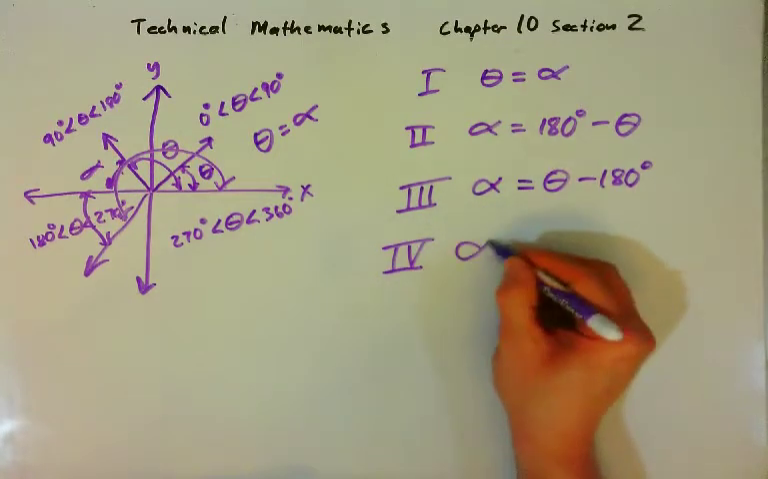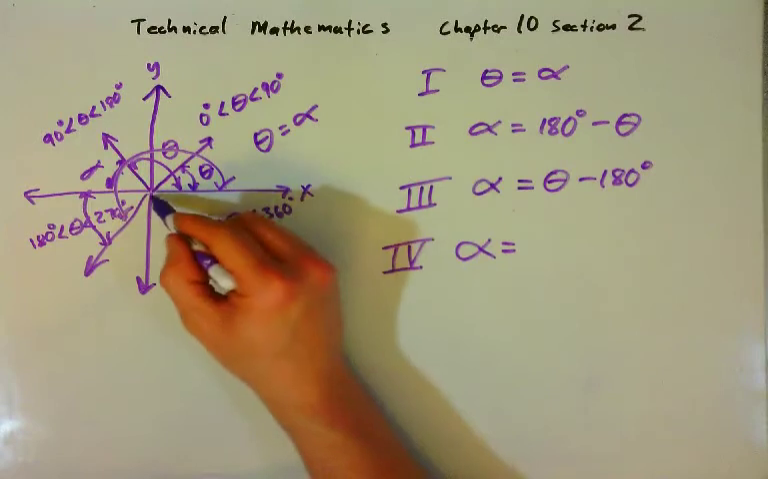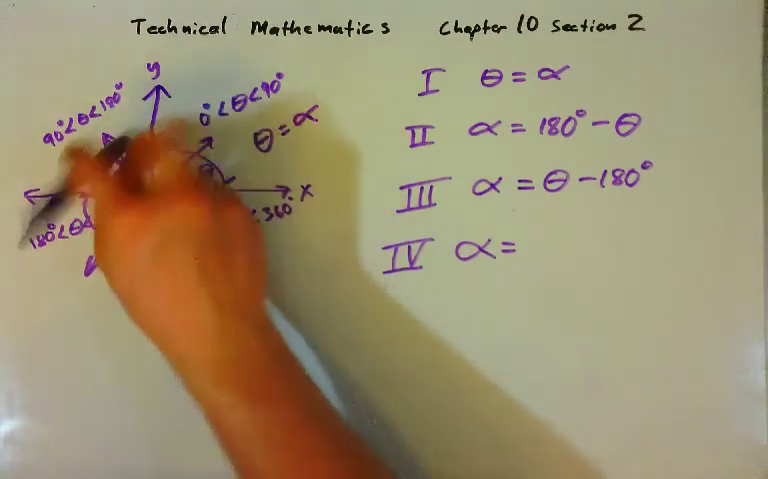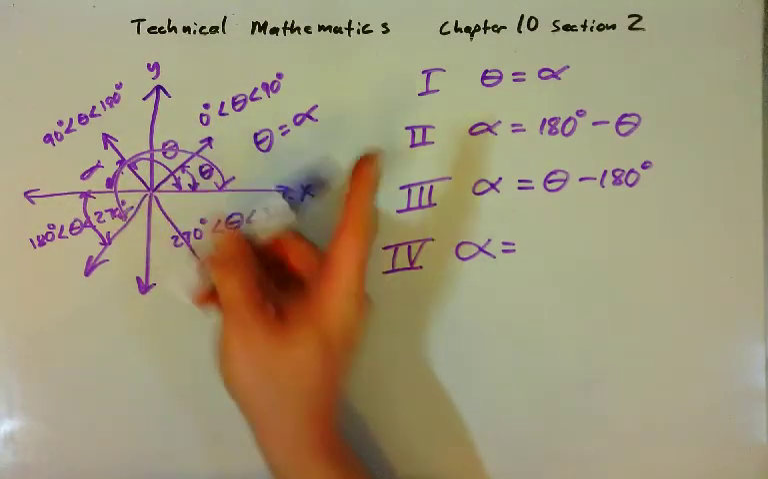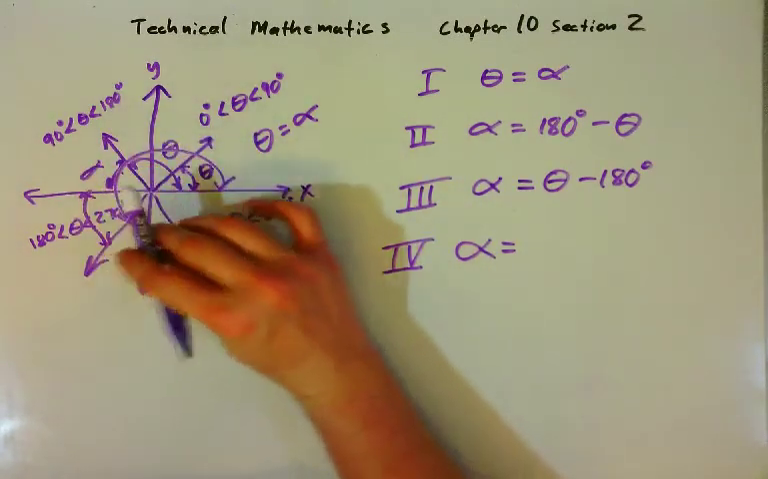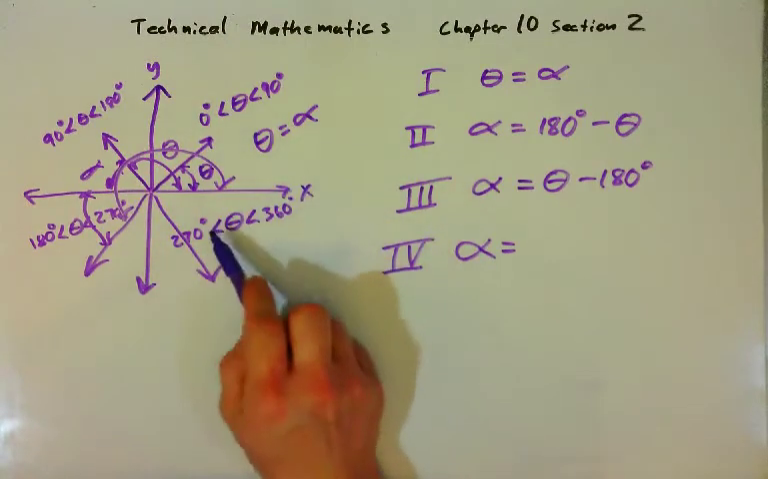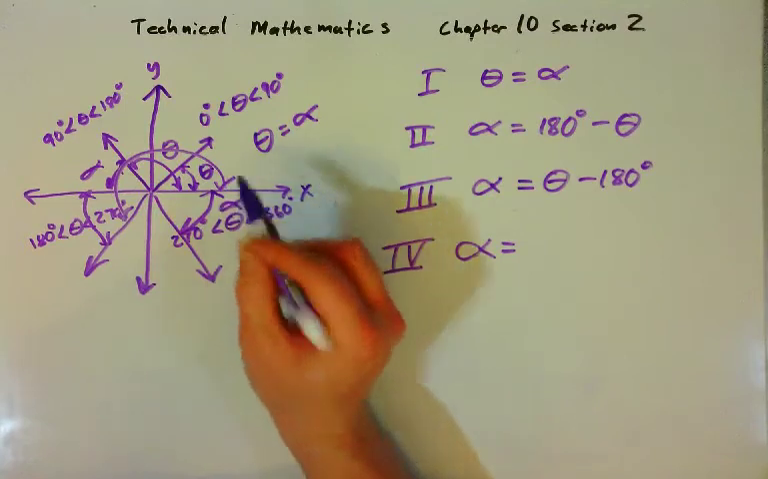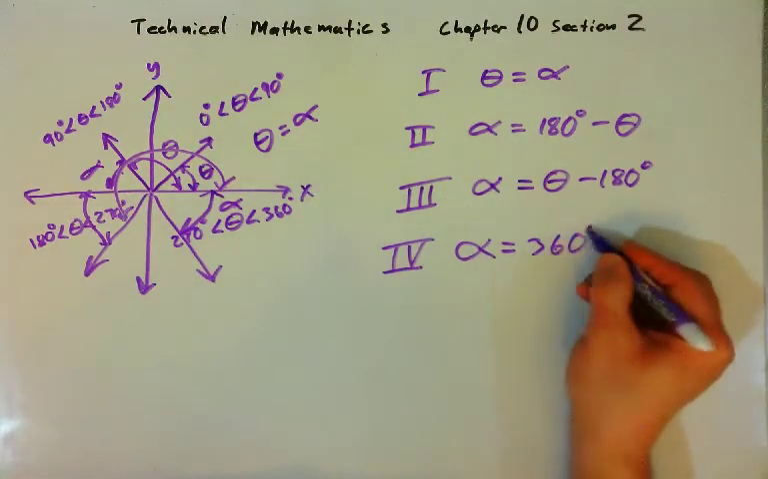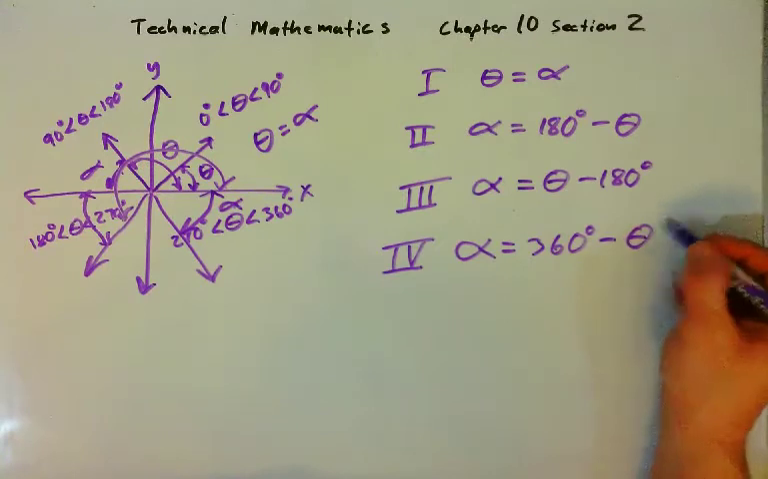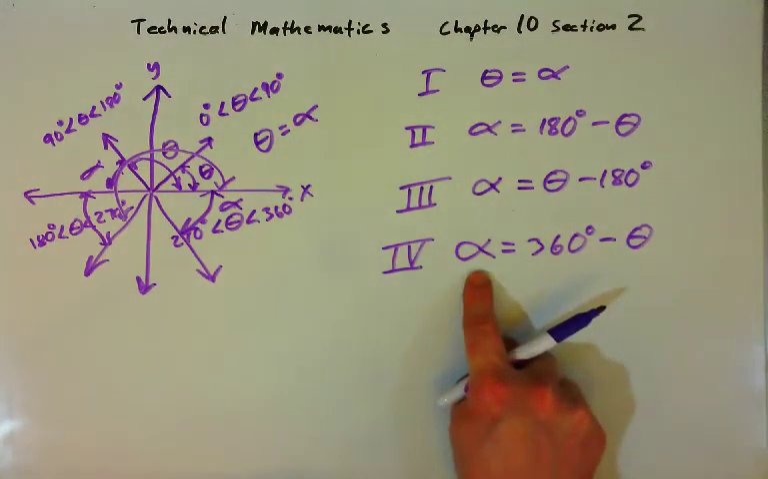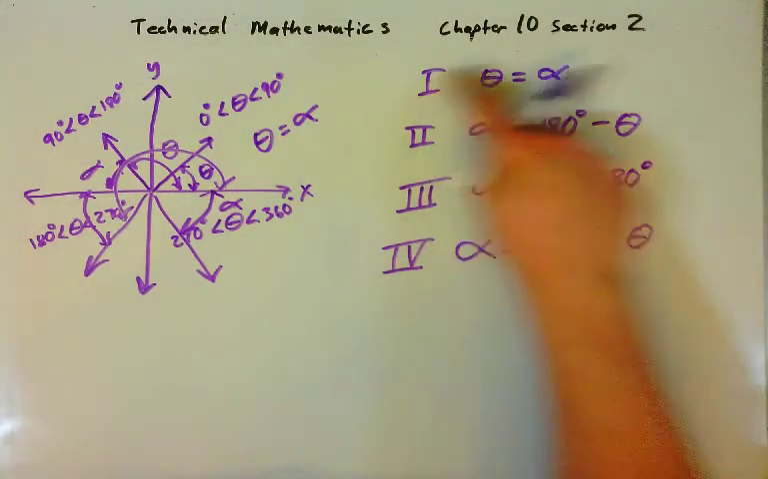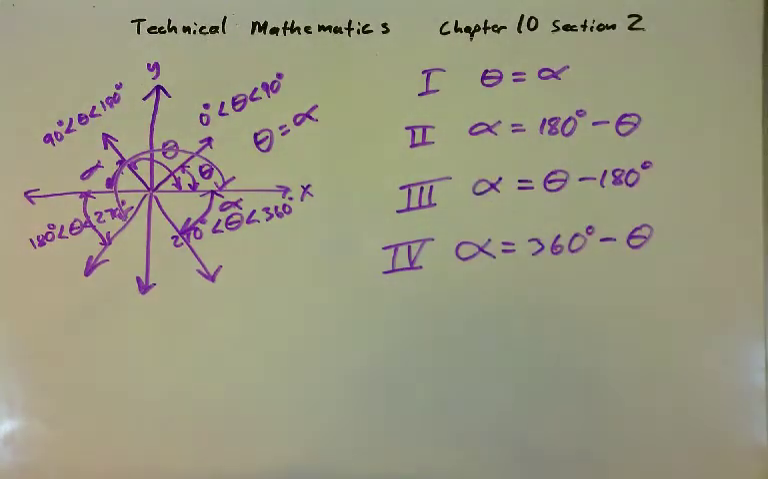If we're in the fourth quadrant, we have an angle down here somewhere. 360 takes you all the way around, and if you take away whatever theta is, what is left is alpha. So alpha will be 360 degrees minus theta. We want to make sure that we can calculate alpha. If we know what theta is and which quadrant theta is in, we should be able to calculate alpha from that information.